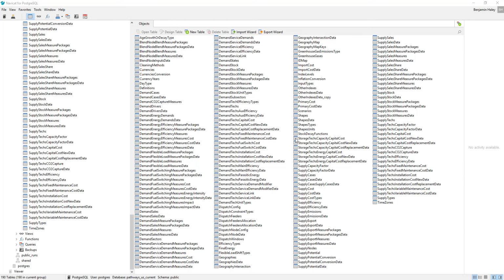Hello, welcome to the tutorial on performing a service demand sensitivity. There are a couple of ways to perform a service demand sensitivity, but there's one preferred way, and so we're really going to focus on that.